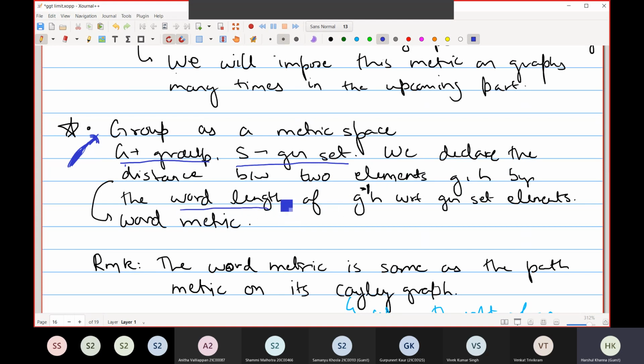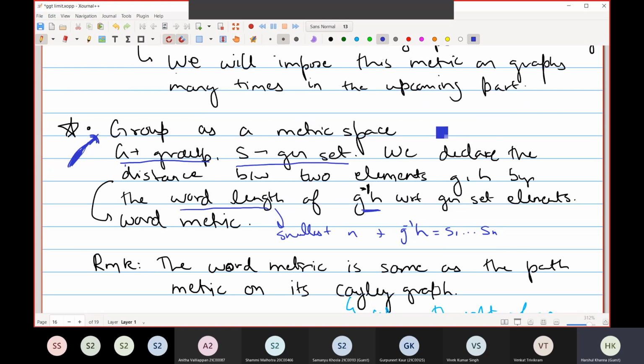You can either define it by the shortest edge path in your Cayley graph, or you can define it by the smallest n such that G inverse H is equal to S1 multiplied till Sn, a multiplication of your generating set elements. So the distance between two elements G and H is the word length of G inverse H with respect to the generating set. This is called the word metric on your group.